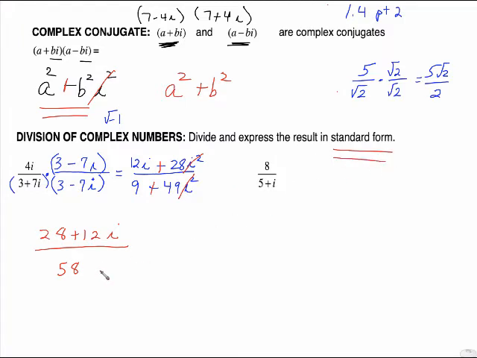That's not standard form. Standard form is a plus bi. So I need to separate this out to 28 over 58 plus 12 over 58 i. So now I do have an a, which is 28 over 58, and I do have a b, which is 12 over 58 times i. The only thing is I have to reduce both of those. 28 over 58 is going to reduce by 2 to give me 14 over 29, plus I can reduce by 2 here also, which is 6 over 29 i.